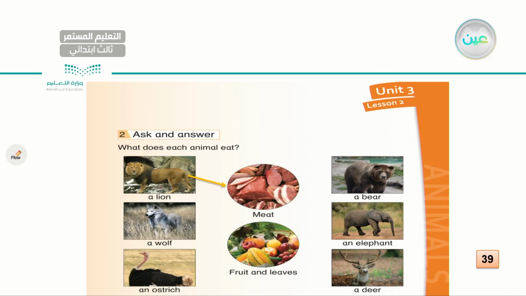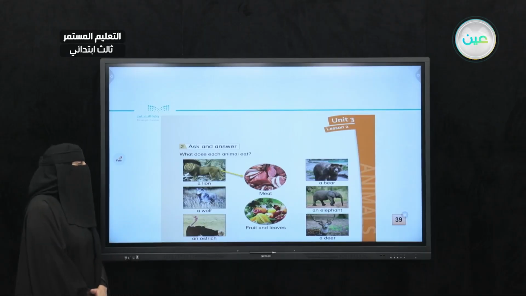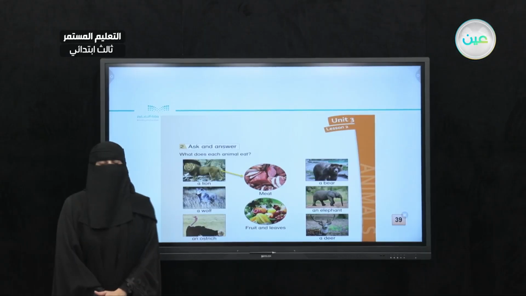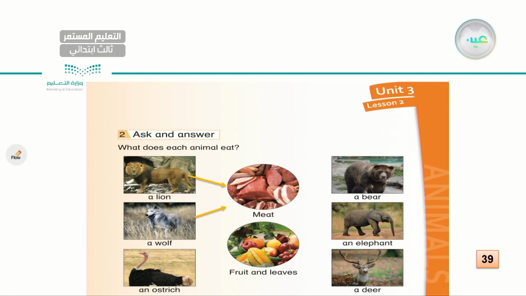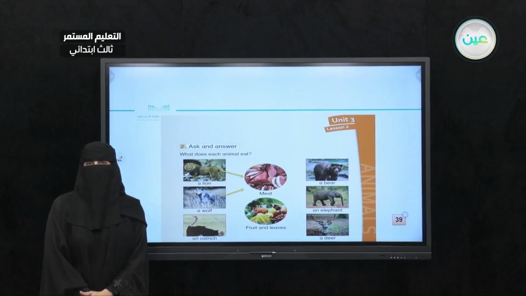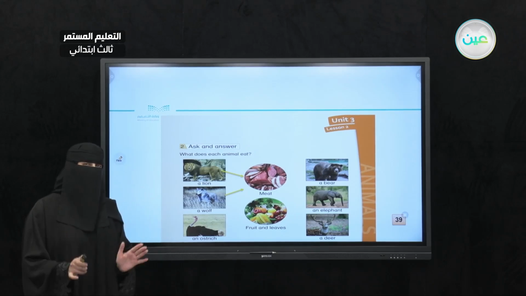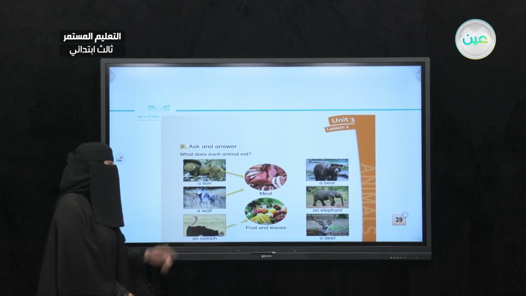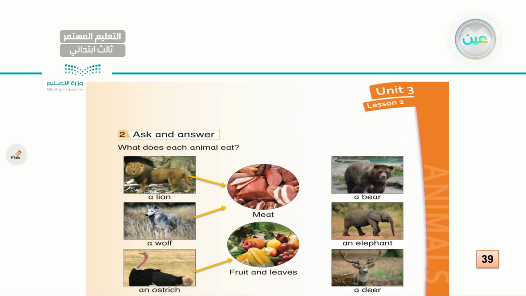How about a wolf, my dear student? Will you match it with fruit? What do you think? Again, excellent. A wolf will go and eat meat, same as lions. How about an ostrich, girls? Do you think they will go for meat? Are they meat-eaters? Actually, no. They will go and eat fruit or leaves.